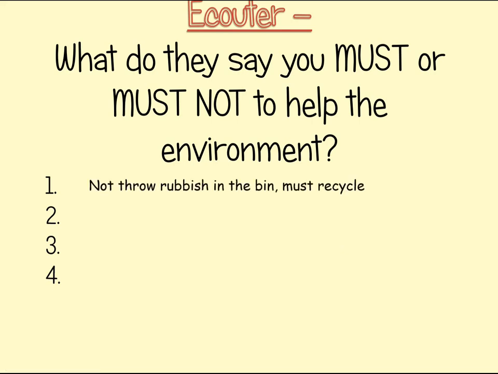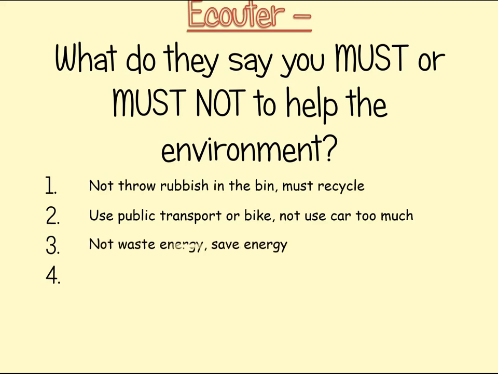So number 1 said, you must not throw rubbish in the bin, and you must recycle. Number 2 said you must use public transport or a bike and not use your car too much. Number 3 said you must not waste energy. You must save energy. And number 4 said you must save water, not waste water, for example, when you have a bath or shower.